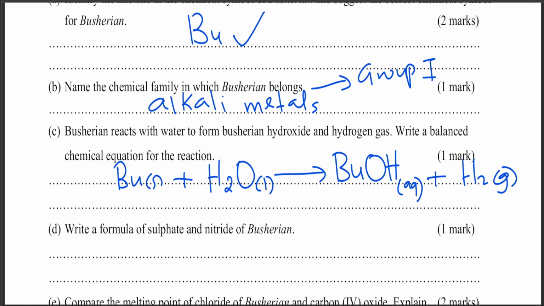So 1 Busherian equals sawa. The only problem ni hydrogen. Hapo on the product side kuna 3 hydrogen. On the reactant side kuna 2 hydrogen. So upungufu iko kwa reactant side, and therefore we put a 2 here.